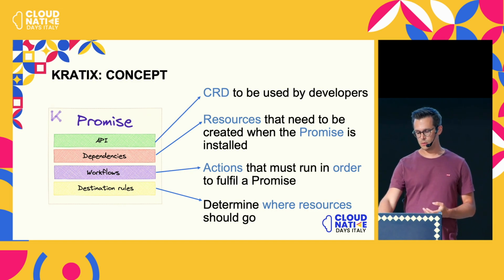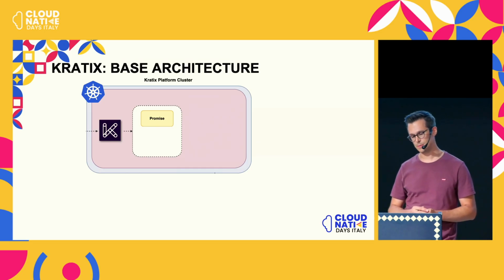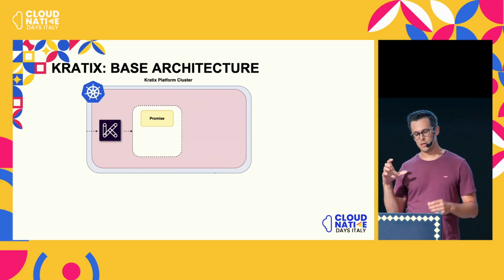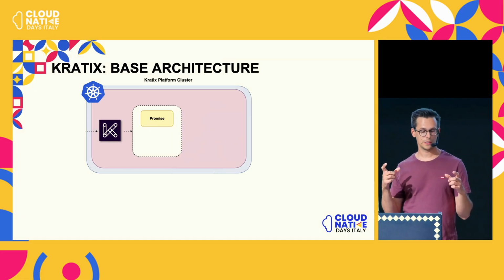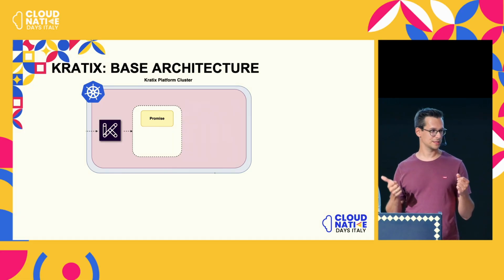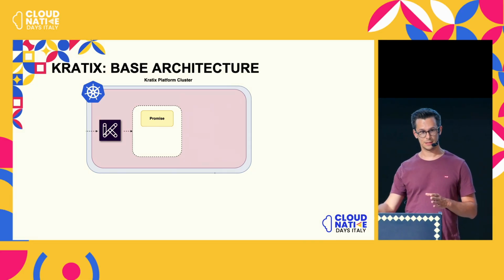So how would it look in a use case, or in a base architecture, to understand that a little bit better? What you start with is a Kubernetes cluster where you're installing the Kratix operator. Kratix calls that a platform cluster. I mean, you could also call it a management cluster, whatever. So you install Kratix in there, and you install the promise in there. This is all the tasks that the platform engineers are doing.